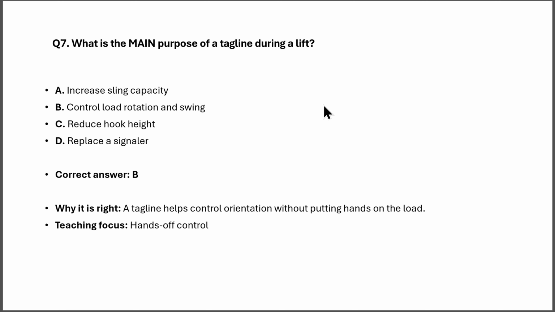Question 7. What is the main purpose of the tagline during a lift? A. Increase sling capacity. B. Control load rotation and swing. C. Reduce hook height. D. Replace a signaler. Correct answer is B. Why it is right. A tagline helps control orientation without putting the hands on the load. Teaching focus. Hands-off control.